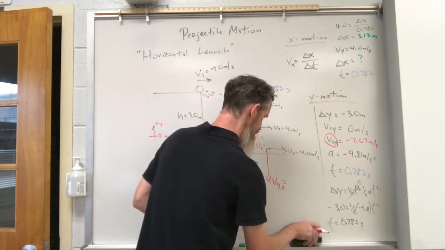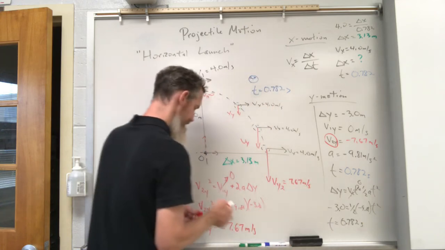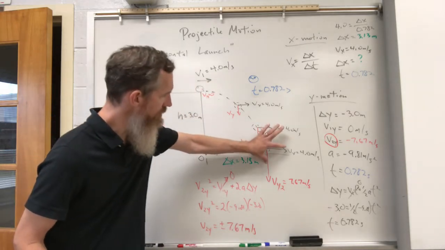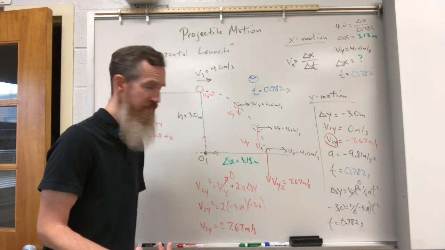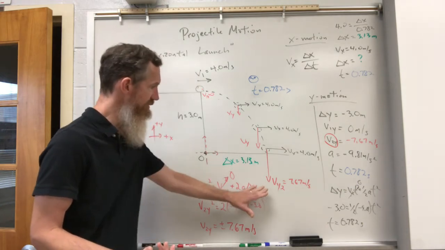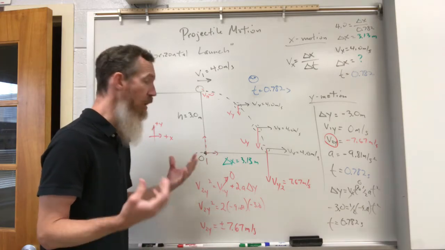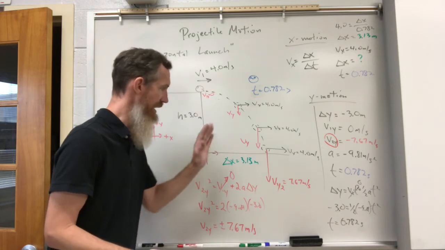And so here, 7.67 meters a second. I now know the two components of the velocity right before it hits the ground. Now I'm not done. I have to take this information and do vector addition to find the overall resultant velocity and angle.